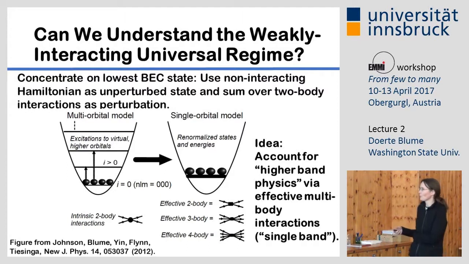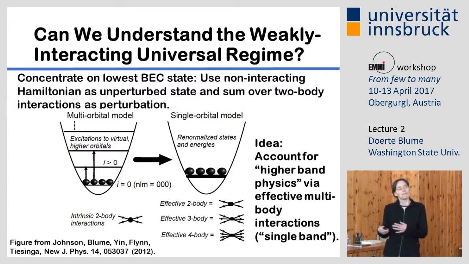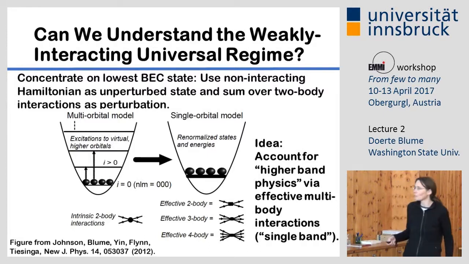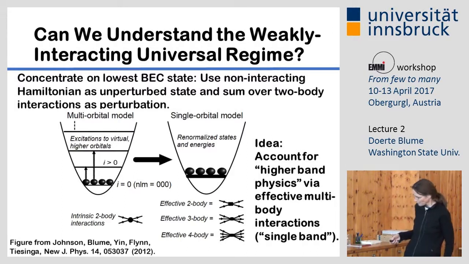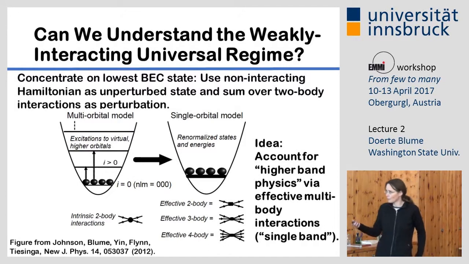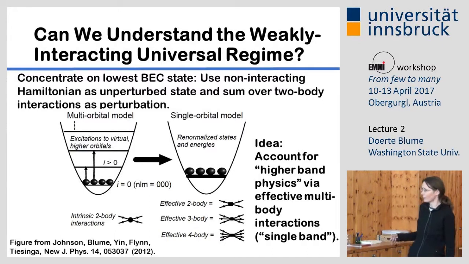The language I'm using here, going from multi-band physics to single-band physics, may seem a little bit much for just talking about a simple harmonic oscillator, but it's motivated by the fact that the same type of thing can be done, say, for the Bose-Hubbard model, where you also have single-band Hamiltonians versus multi-band Hamiltonians. And so what we're interested in is how these effective two-body, three-body, and four-body interactions look, what we can learn from them, and where they show up in an actual experiment.